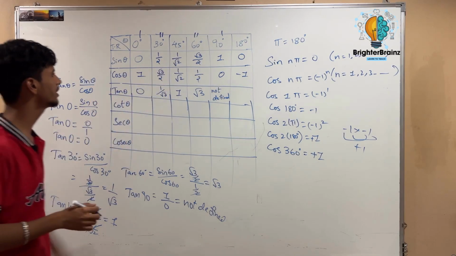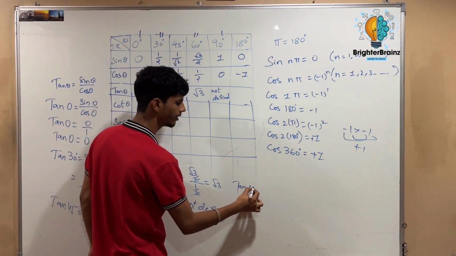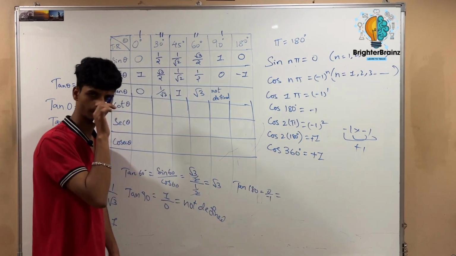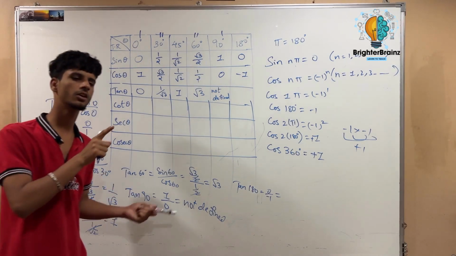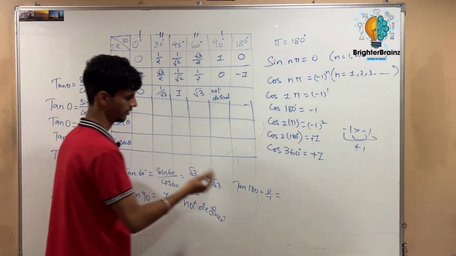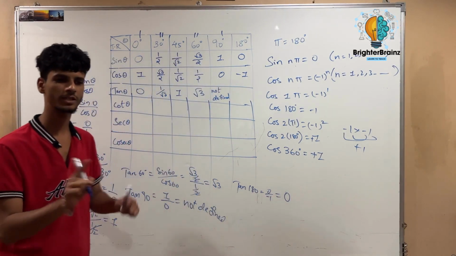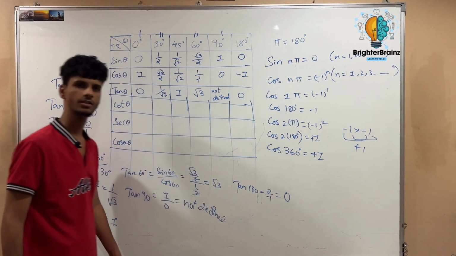Okay? Next tan 180. Tan 180 becomes 0 by minus 1. Then what is the value of it? 0 by 0 is neither positive nor negative. But 0 by minus 1 is 0 only. Minus 0 plus 0, it doesn't exist. So tan 180 is 0.